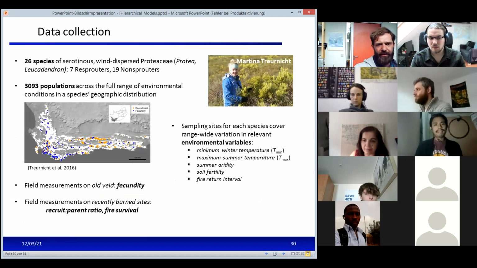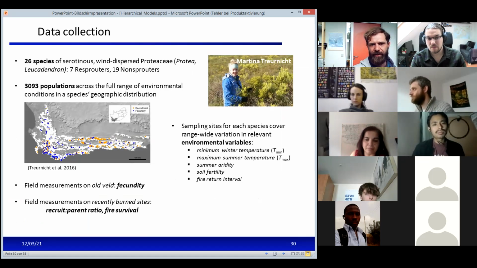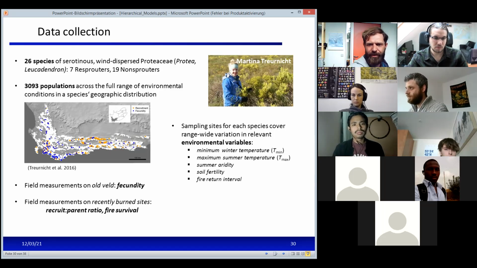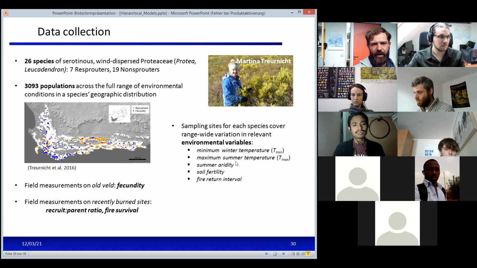And these different data types were collected for a total of 26 species across environmental gradients by a previous PhD student of ours, Martina Treurnicht, in quite an enormous field campaign. She collected this data for around 3,000 populations in total, on study sites across the geographic ranges of all these species that varied in different environmental variables.